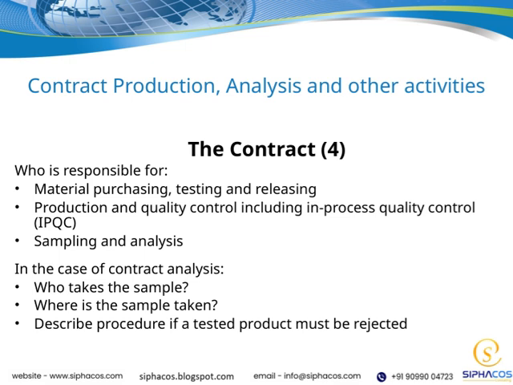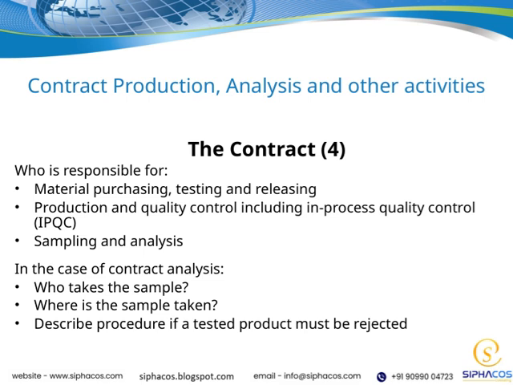First, who is responsible for material purchasing, testing, and releasing? Typically, this falls on the supplier or the designated contract manufacturer. They must ensure that all materials meet the agreed-upon specifications before moving forward. Next, regarding production and quality control, including in-process quality control, or IPQC, it's essential to understand that these activities are also assigned to the contractor. They need to monitor the process continuously and ensure quality at every stage.